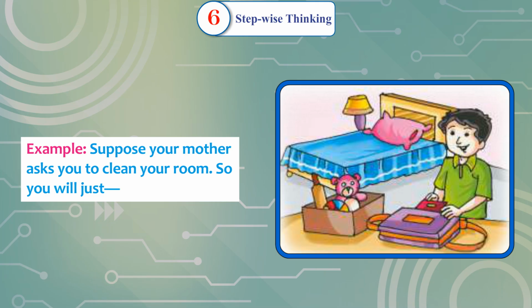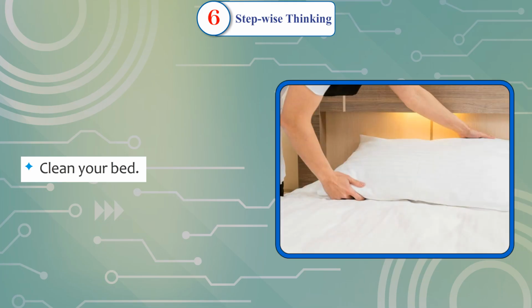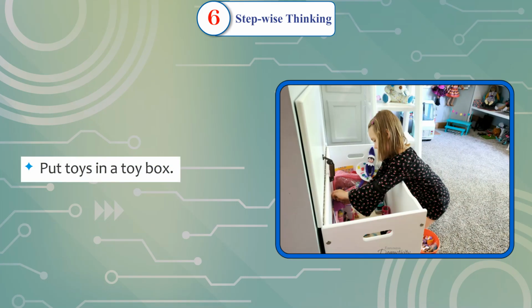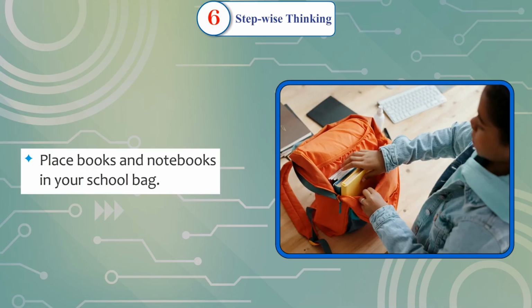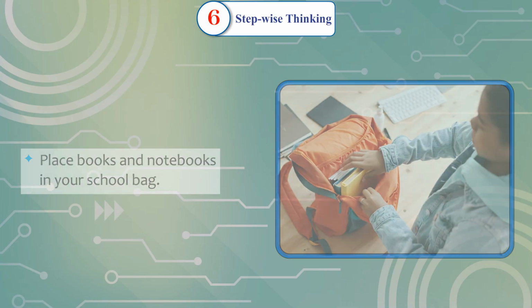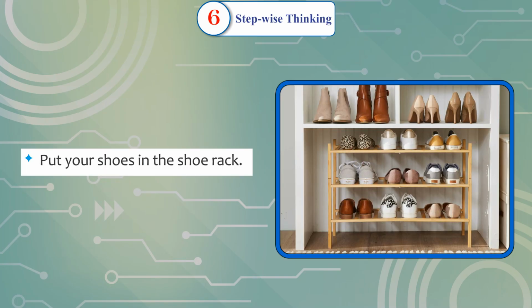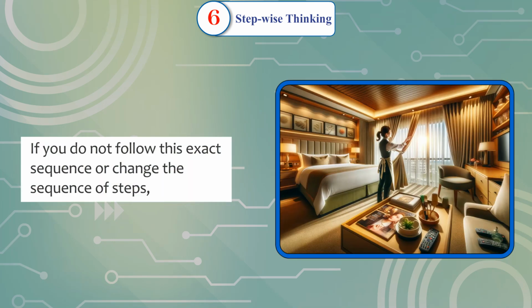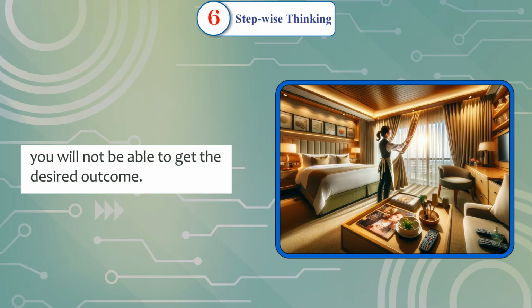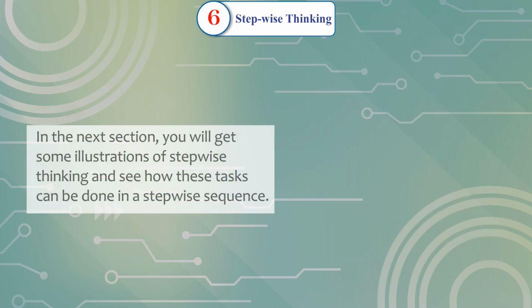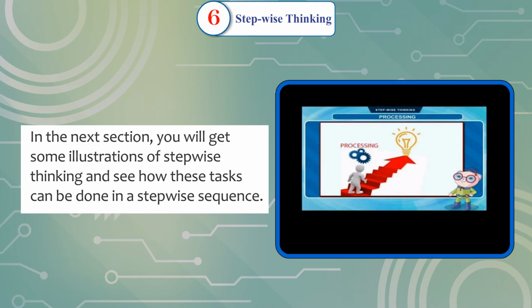Example: suppose your mother asks you to clean your room, so you will just clean your bed. Put toys in a toy box. Place books and notebooks in your school bag. Put your shoes in the shoe rack. If you do not follow this exact sequence or change the sequence of steps, you will not be able to get the desired outcome. In the next section, you will get some illustrations of stepwise thinking and see how these tasks can be done in a stepwise sequence.